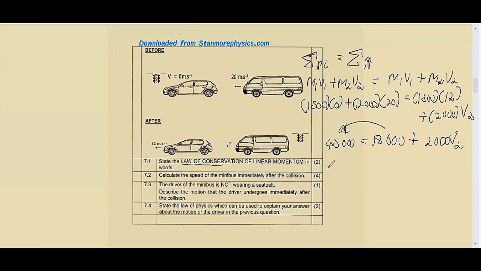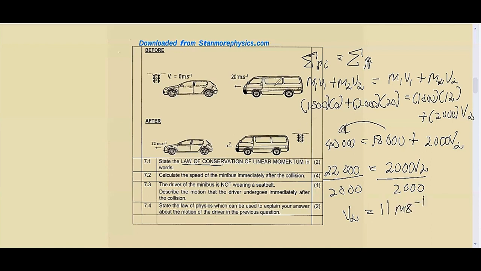Now we get 22,000 is equal to 2,000 V2. If we divide both sides by the 2,000, now our V2 is equal to 11 meters per second.